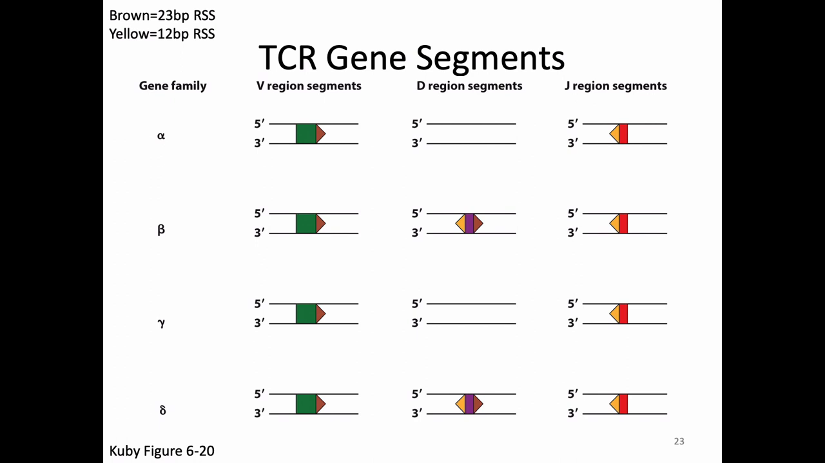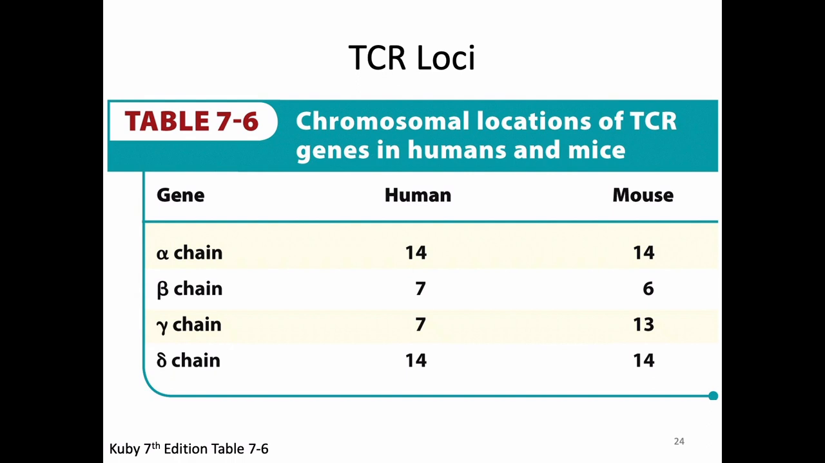On the next slide, I'm going to show you some data from both mouse and human. The thing I want you to be looking at here is what is true in both species. There's something else that always stands out to people, but it's only true in one species. I want the thing that's true in both species. So this shows you which chromosome all of these gene segments are on. All of the V's and J's of alpha are on human chromosome 14. All of the V's, D's, and J's of TCR beta are on human chromosome 7. All of the V's and J's of gamma are on human chromosome 7. And all of the V's, D's, and J's of TCR delta are on human chromosome 14. You can see the mouse chromosomes here as well.